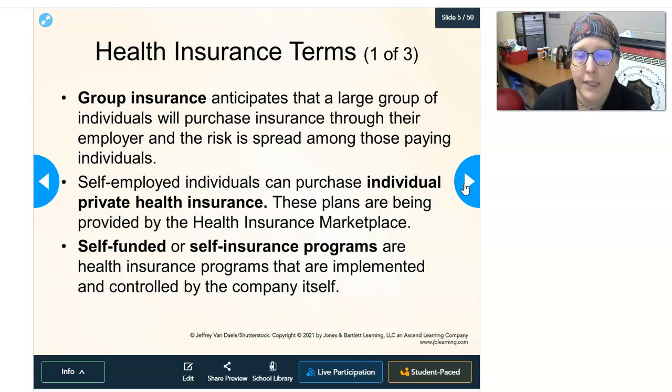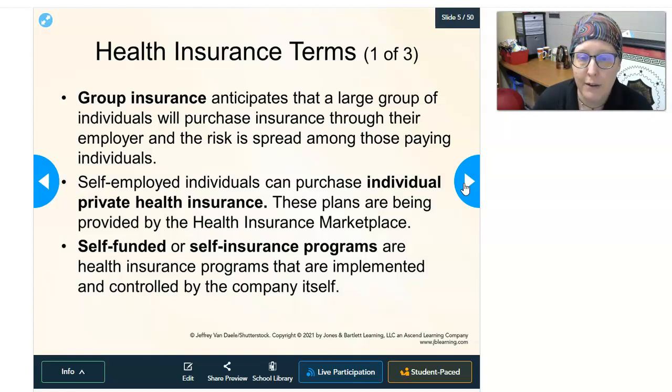Self-employed individuals can purchase individual private health insurance. And this is where there was a hole before the Affordable Care Act, where it was really expensive to get private insurance. So a lot of times if you were self-employed, you just didn't have any health coverage, or you hoped that you had a spouse that was working for an employer that offered group insurance where you could be covered through your spouse and have health insurance there.